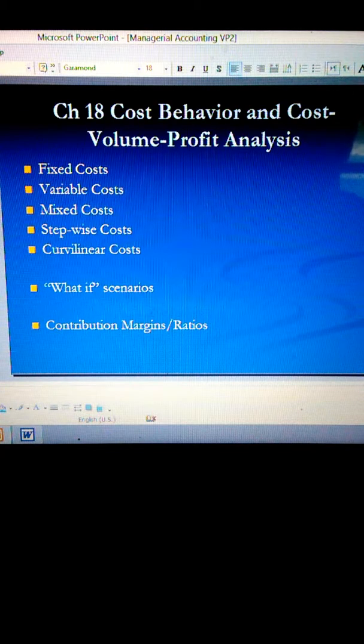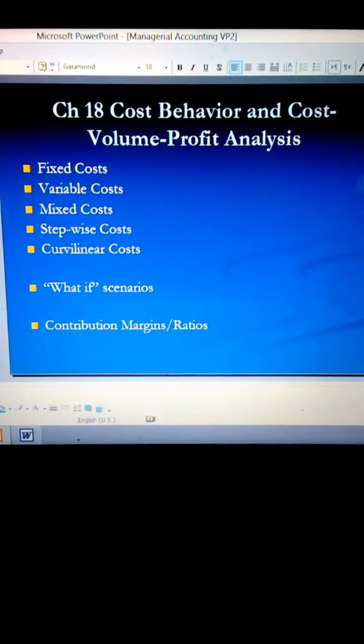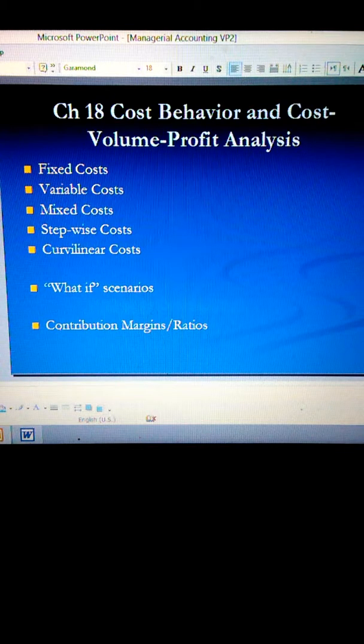Chapter 18 covers cost behavior and cost volume profit analysis. Cost behavior is identified by the amount of cost change in relation to the change in volume activity within a relevant range. Costs are defined as fixed if they remain constant to changes in volume, or variable if they change in direct proportion to volume. Mixed costs will have both fixed and variable components.